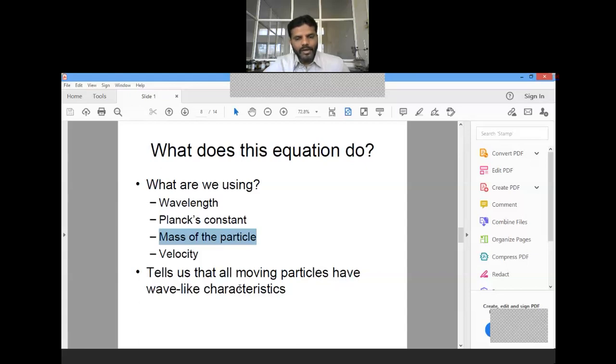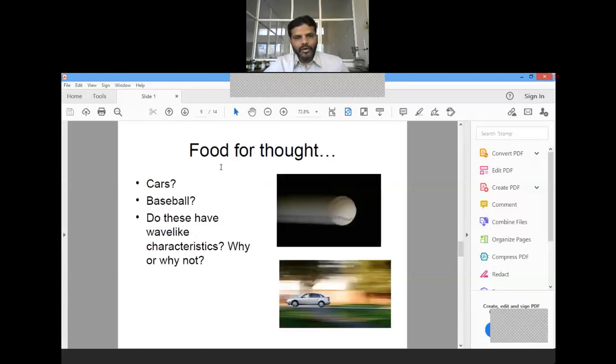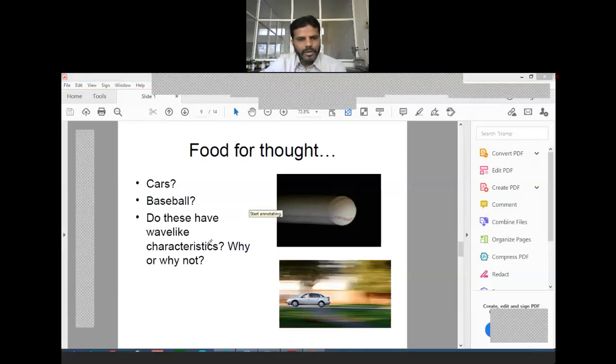So all moving particles will have wave-like characteristics. Now come to the example: the cars which are moving from one place to another, and another is the baseball.